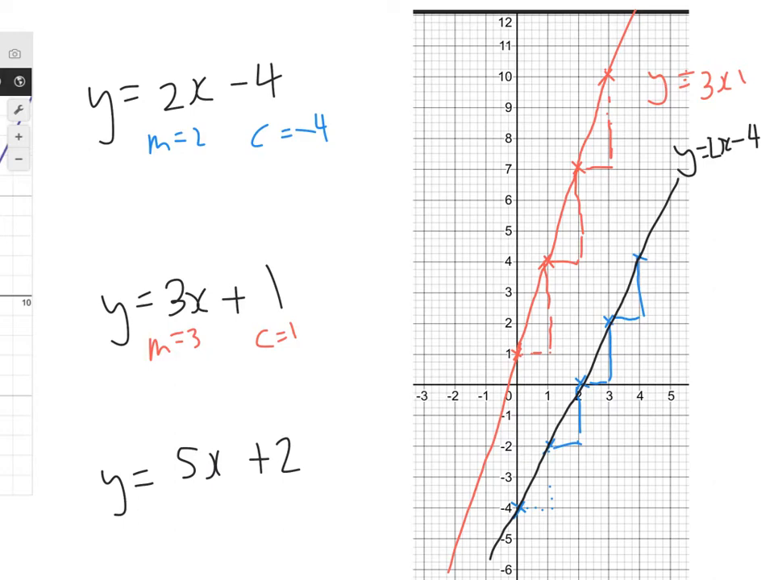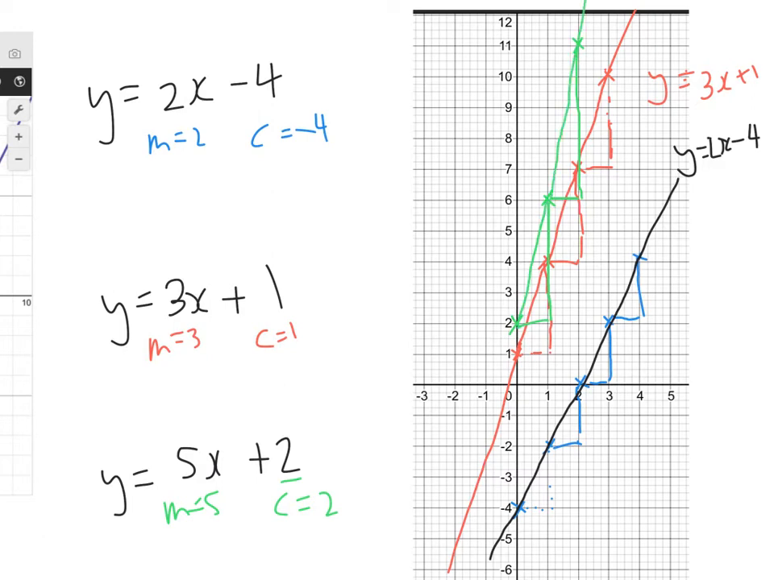And then finally we've got y equals 5x plus 2. So there the gradient is 5 and the y-intercept is 2. So it's going to start on the y-axis at 2, so here. And the gradient's 5, which means quite steep, 1 across and 5 up, 1, 2, 3, 4, 5. So up to here, 1 to the right and 5 up, 1, 2, 3, 4, 5. So our straight line will run like so.